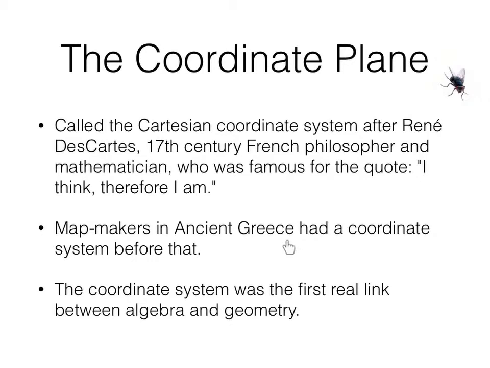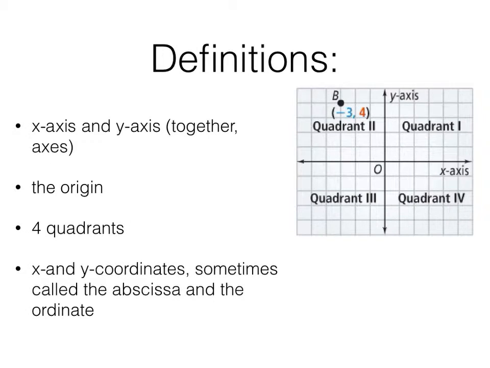Map makers in ancient Greece had a coordinate system way before that. So Descartes was not the first one. He was just the first one to use it in a way that caused people to name the coordinate system we use now for him. And the coordinate system was the very first real link between the algebra and the geometry sides, where you could actually see the algebra. Your basics for the coordinate plane, you have your x-axis, that's horizontal, your y-axis, that's vertical.